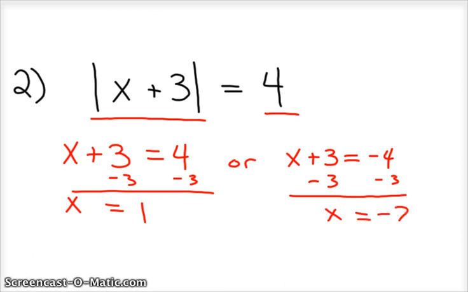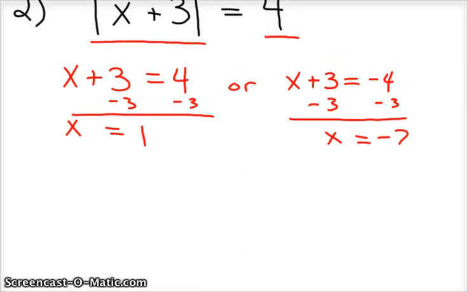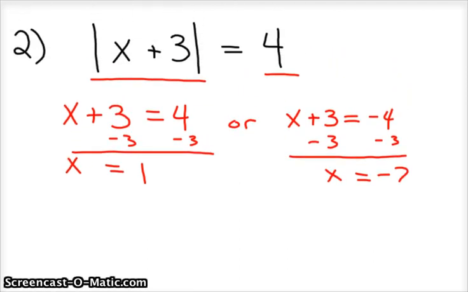All right. So I'm going to pause for just a second. And then, so I'm back. What you want to do at this point is plug it back in. So if you plug 1 back into the equation, 1 plus 3 is 4, and the absolute value of 4 is 4. And then negative 7 plus 3 is equal to negative 4. Well, the absolute value of that would also be positive 4.